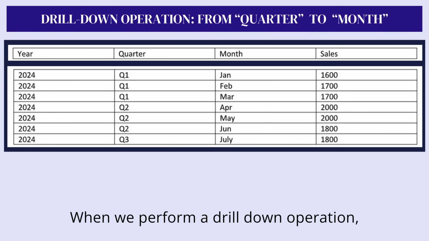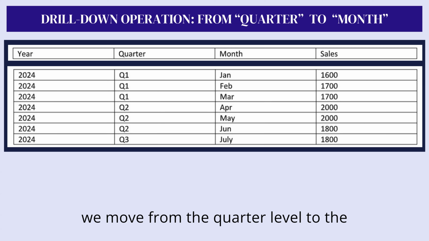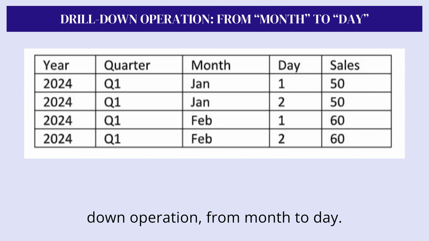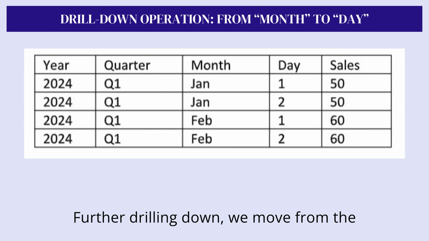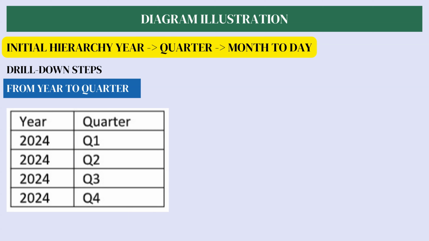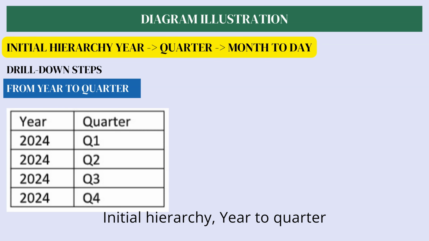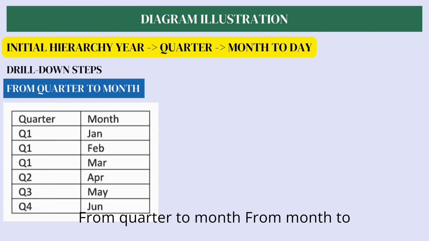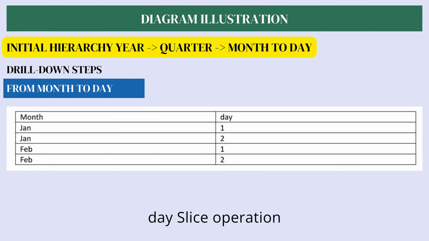When we perform a drill down operation, we move from the quarter level to the more detailed month level. Drill down operation, from month to day. Further drilling down, we move from the month level to the more detailed day level. Diagram illustration. Initial hierarchy: year to quarter to month to day. Drill down steps: from year to quarter, from quarter to month, from month to day.